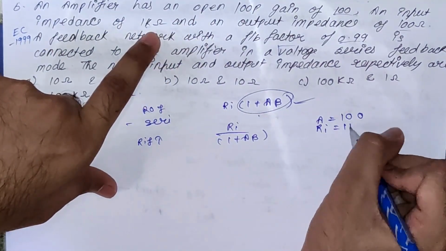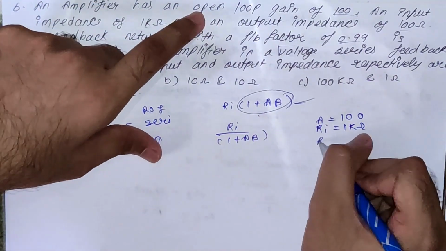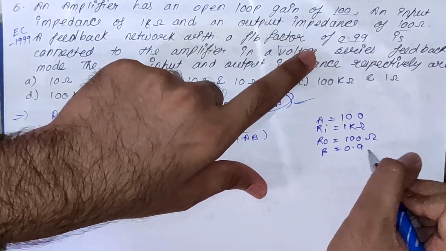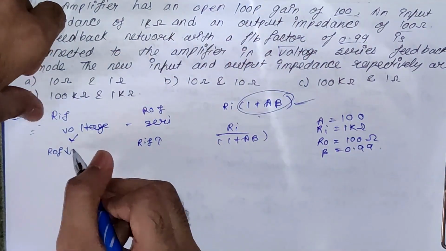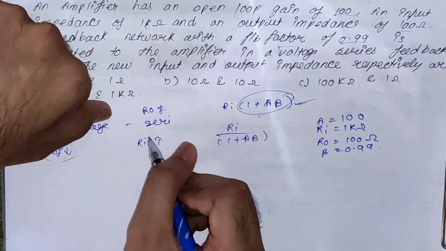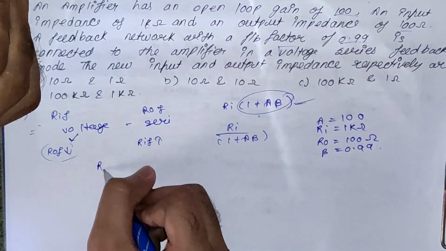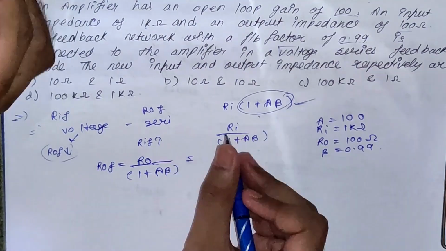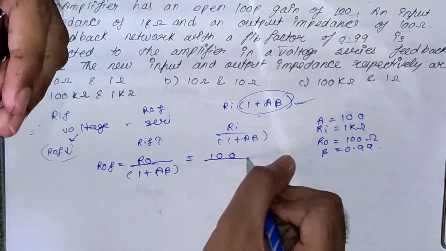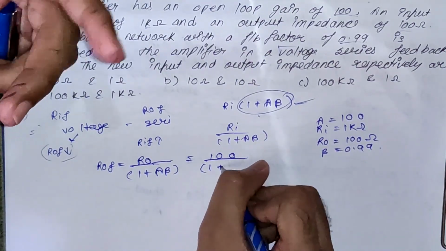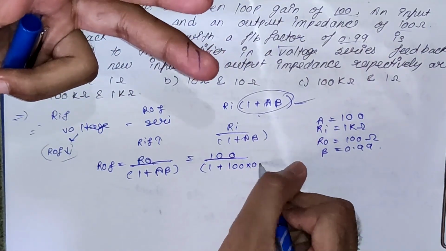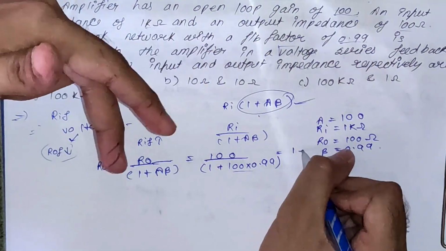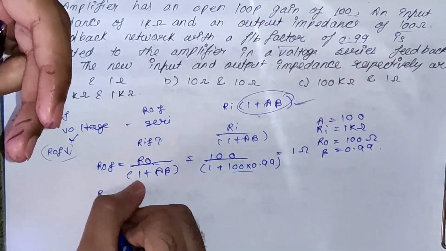So here you can see we have an open loop gain which is 100, we have Ri of 1 kilo ohm, this is without feedback, and Ro we have 100 ohm. Beta we also have, beta is 0.99. From this trick we get to know that output resistance is going to decrease and input resistance is going to increase. So for output resistance we will write Ro upon 1 plus A beta. If you put the value, you will get 100 upon 1 plus A beta, which is 1 plus 100 into 0.99, basically 99 plus 1, which is 100 itself. So 100 upon 100, 1 ohm. And for input resistance, we will write it as RIF.